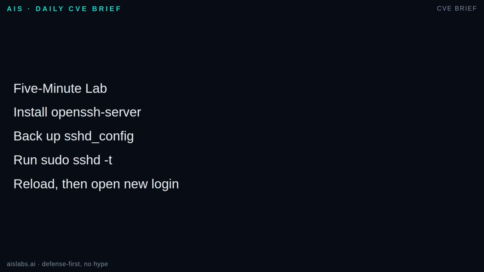Back up /etc/ssh/sshd_config. Edit one harmless line, such as adding a comment with today's date, or explicitly setting PubkeyAuthentication yes. Run sudo sshd -t. If it passes, reload the service. Then open a second SSH session and confirm it works. Only after that, close the original session. You are training the muscle memory that prevents remote lockouts.